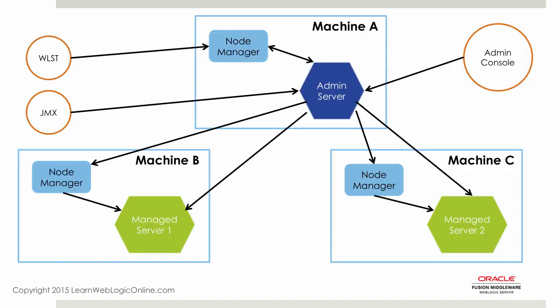So here's an overview of a typical Node Manager architecture. In this diagram, we have three machines, A, B, and C. In each machine, we'll have a running Node Manager. And the Node Manager on a particular machine is responsible for controlling the servers that are on that machine. For instance, the Node Manager on machine A is responsible for managing the admin server. And likewise on machines B and C, the Node Managers are responsible for their respective managed servers.